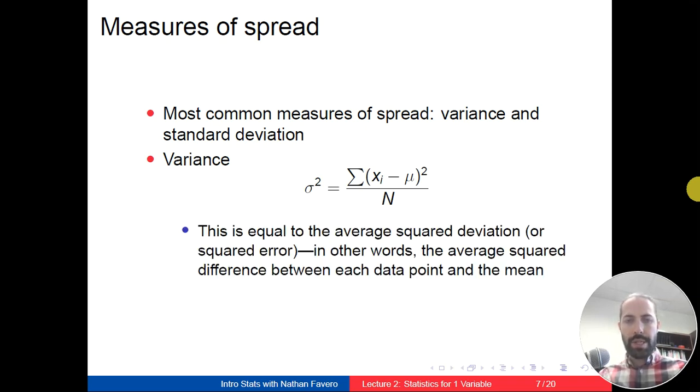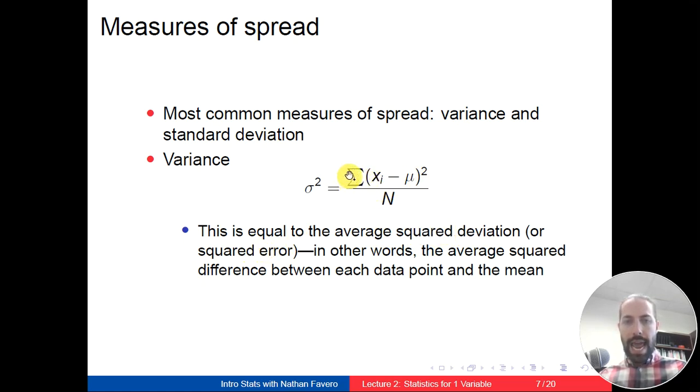And we're not going to talk through this in too much detail right now, but this is in words how we would try to describe what's going on in this equation. It's the average squared deviation or squared error. Another way we could say that is it's the average squared difference between each data point and the mean. If you'll recall, mu is one way to represent the mean. So that's what we have here. So we're subtracting each value of the variable from the mean of that variable. We're squaring that difference. That's why we say squared deviations or squared errors.